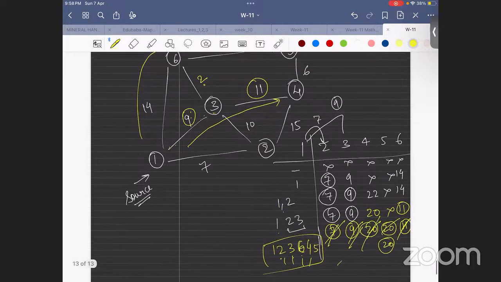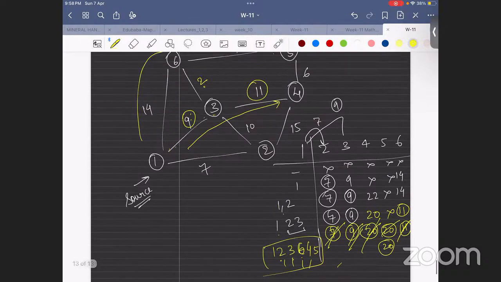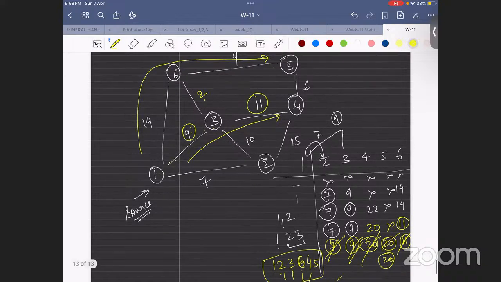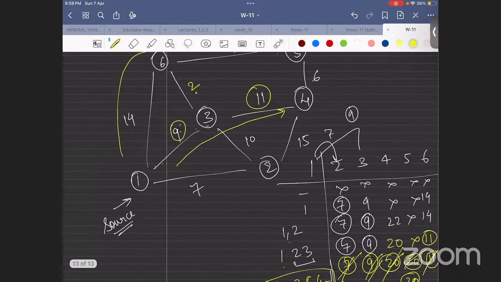Is this clear to everyone, or should I repeat it? No, sir, clear. Is this clear to everyone? Yes, sir.